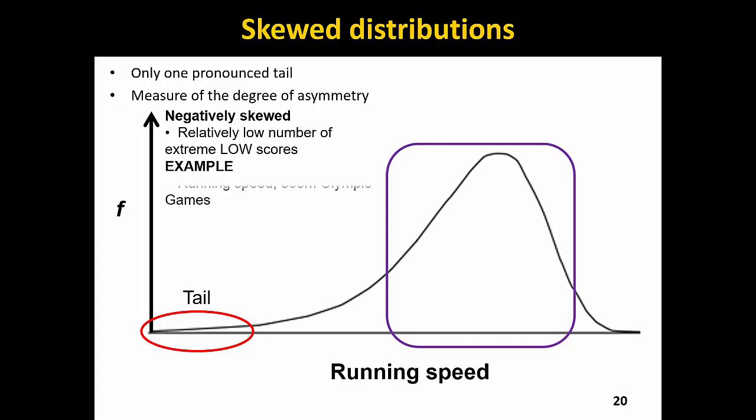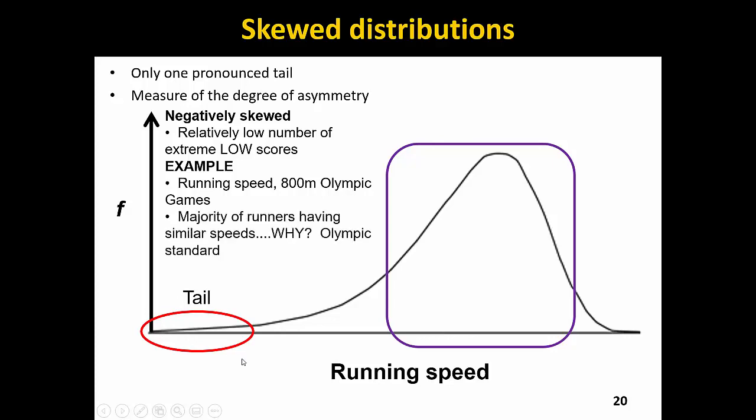An example here is running speed for the 800 meters in the Olympic Games. And so in the Olympic Games, we're dealing with runners that have a fairly narrow range of running speed, and the vast majority of them do, with a few runners that are considerably slower. And so the majority of runners have that similar running speed at the Olympic Games for the 800 meter because of the Olympic standard that runners must meet in competitions prior to the Olympic Games in order to qualify for those games.